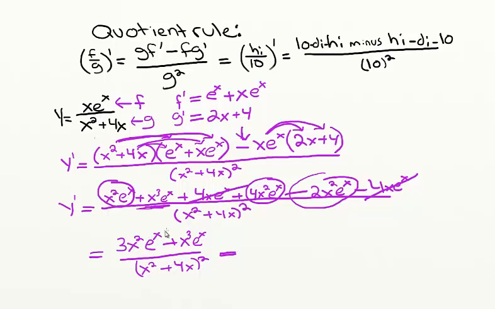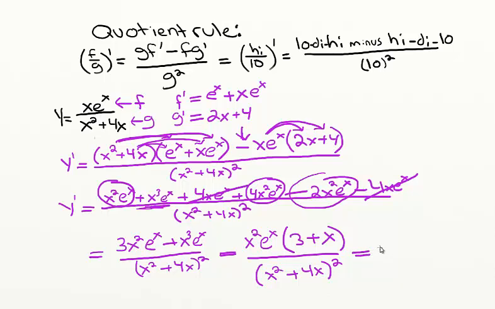And one last thing we can do is we can pull out an e to the x and an x squared. So we'll go ahead and do that. So we'll pull out x squared e to the x. Then what do we have left over in the first term? Just a 3. And then we have plus an x there. So when we pull out an x squared, we're left with just an x. And there's an e to the x, so that checks out okay. And then we have all of that over x squared plus 4x, that whole thing squared, and that is equal to y prime, our derivative, by the quotient rule.